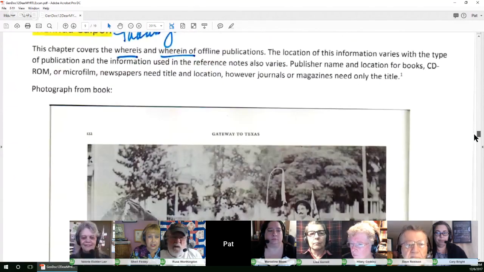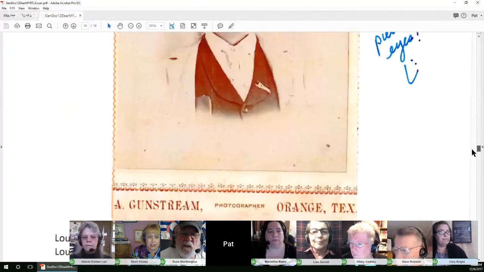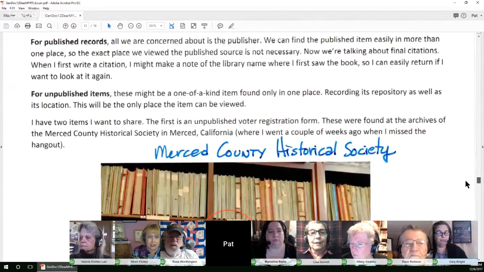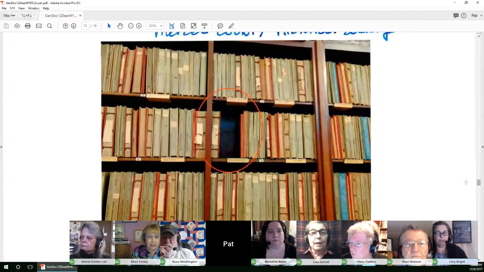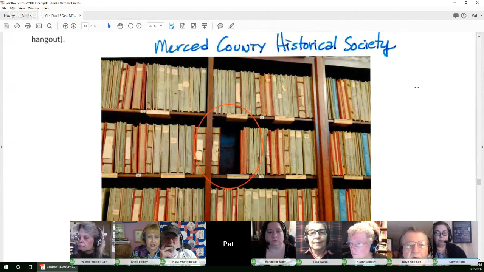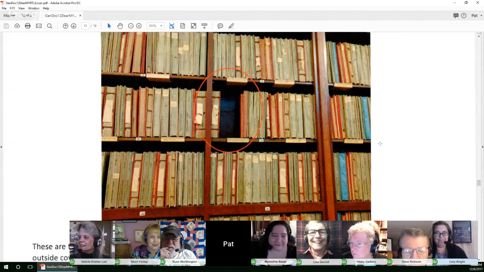Okay, Lisa, let's talk about your homework. You are doing a good job here of talking about what's published versus unpublished. And I labeled your photos that you actually went to the bookshelf at the Merced County Historical Society. Yeah, so where the hole is where the books were. I realized when I took this photo that I still had the books on the table. That's okay. It gets the job done.